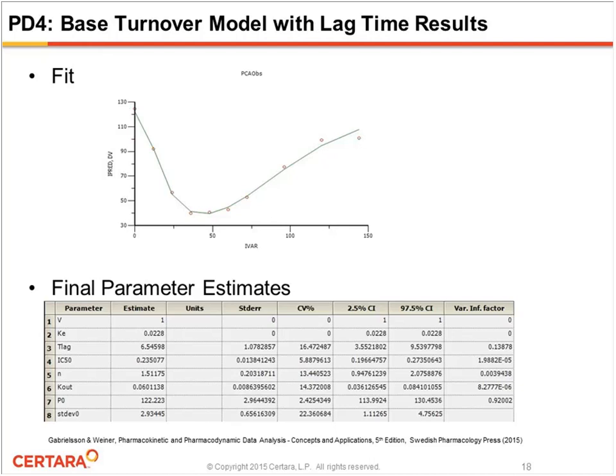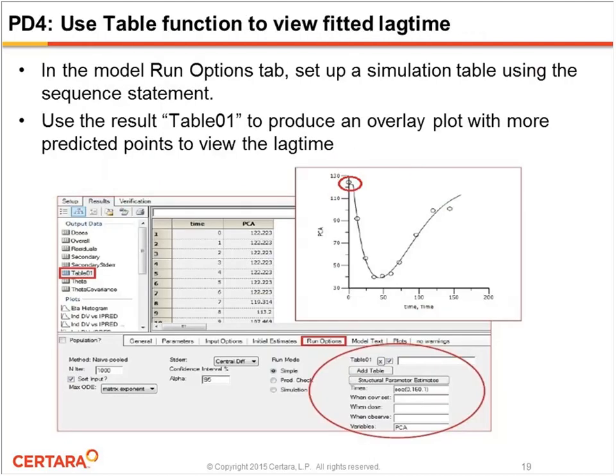If you want to get more predicted points to get a nice smooth fit, what you can do is use the table function on the Run Options tab to set up a simulation table using the sequence statement. Okay, so we go to the Run Options tab and enter a sequence statement. It might be a little difficult to visualize here, but I'll show it back in Phoenix. This is sequence 0, 160, 1, which means that there's a predicted point every 1 hour from time 0 to time 160, where the variable is PCA.